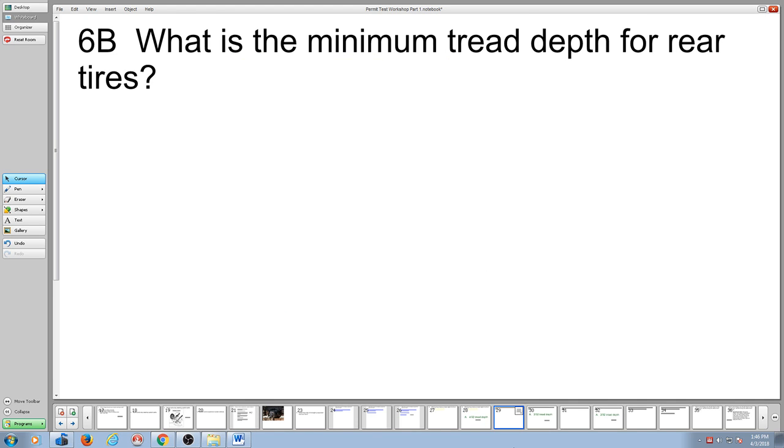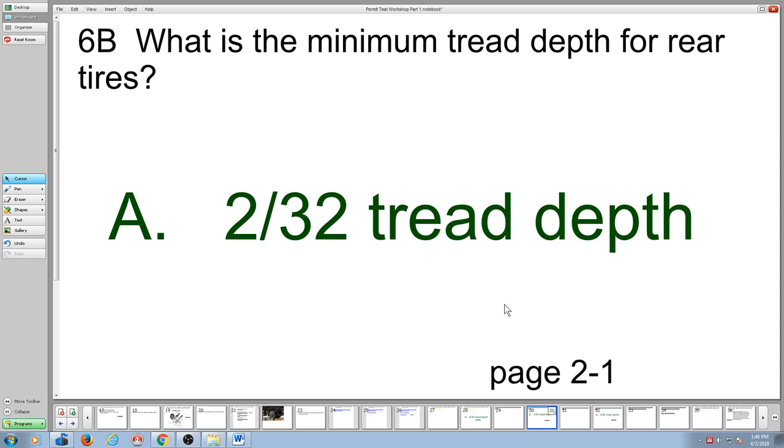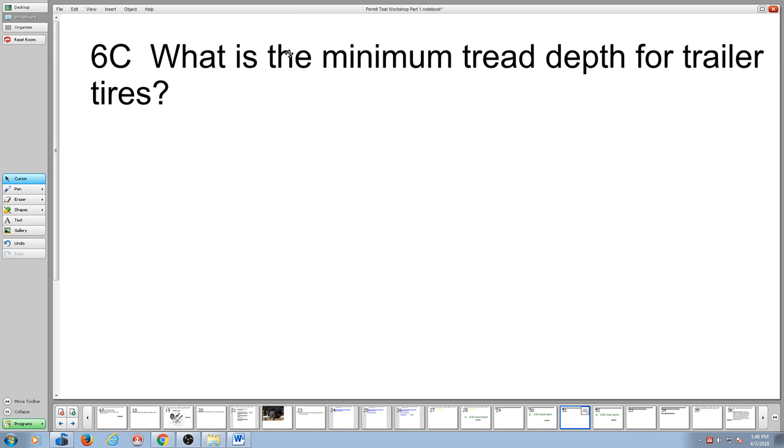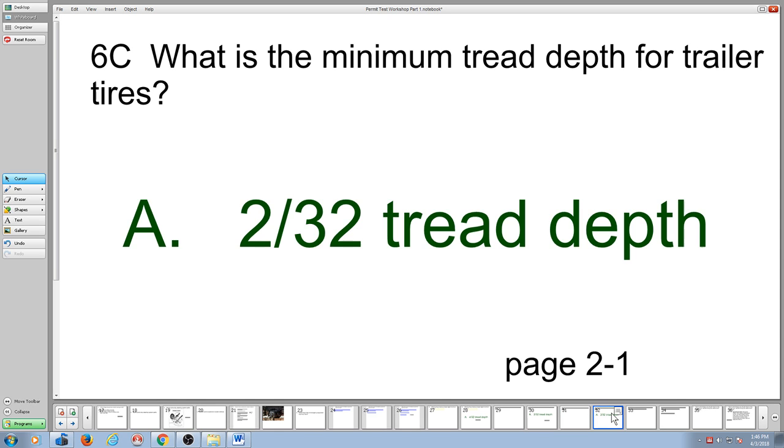What is the minimum tread depth for rear tires? We just went over that. That's 2/32nds of an inch. Next thing, trailer tires are going to be the same as rear tires too. 2/32nds.